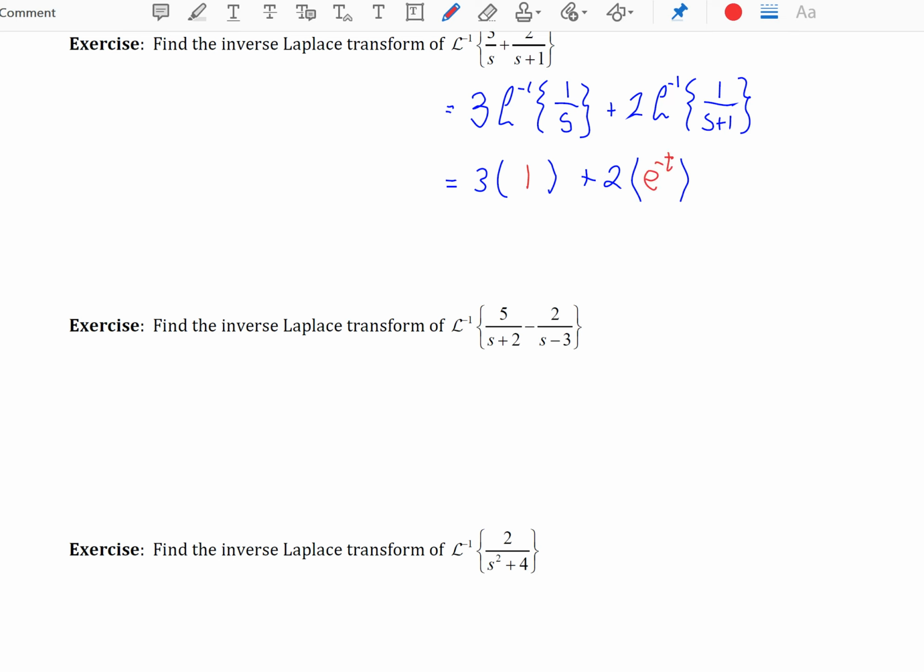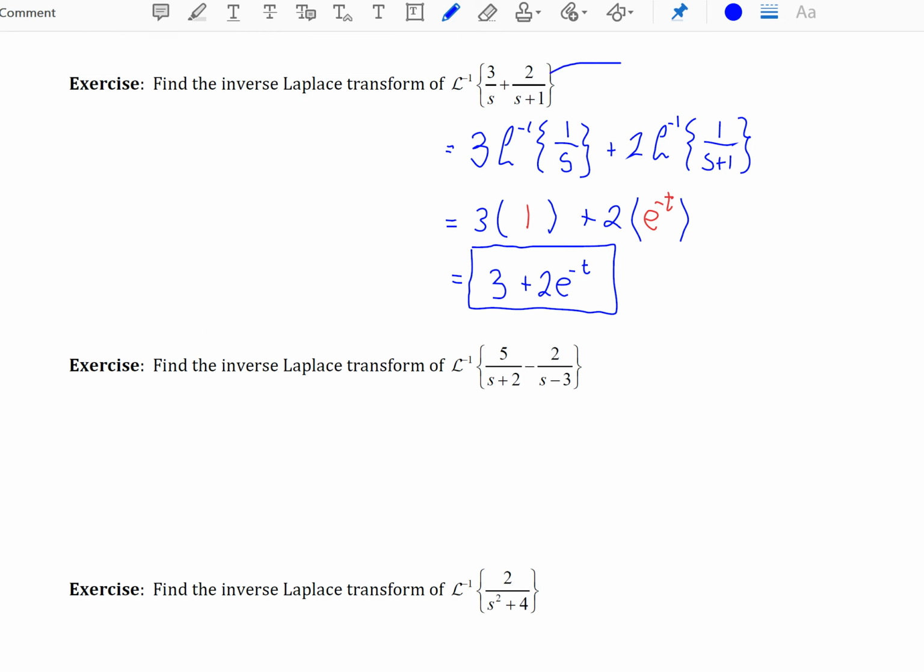And of course, I'm going to rewrite this so I don't have parentheses and just write it as 3 plus 2e to the negative t. This is your inverse Laplace transform of the given function. And then notice the inverse Laplace transform takes a function in your s domain and brings you back to the t domain. Again, this is your inverse.